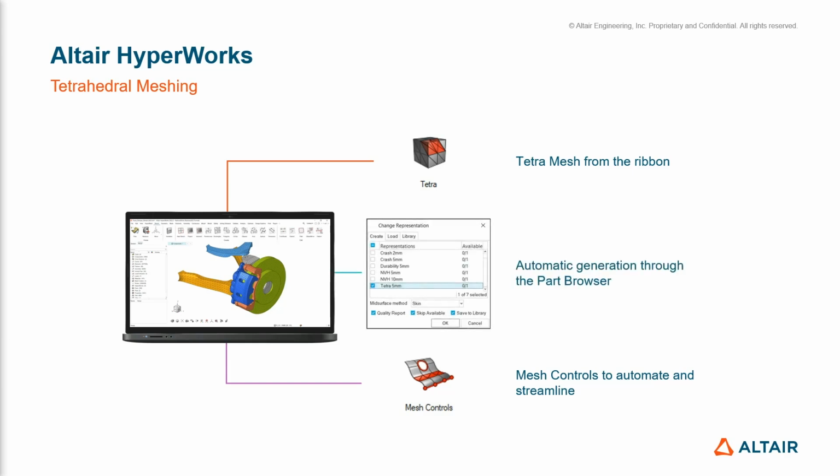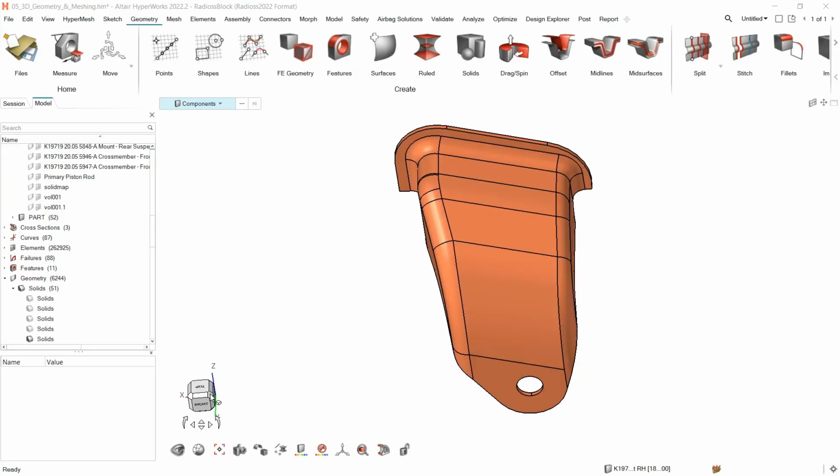Finally, we can create an automatic representation to fully automate the model building process using the part browser. Let's take a look at the first two of these. I'm now going to show you how we can quickly and efficiently 3D mesh this component, and I've switched back to our previously saved tetra view.